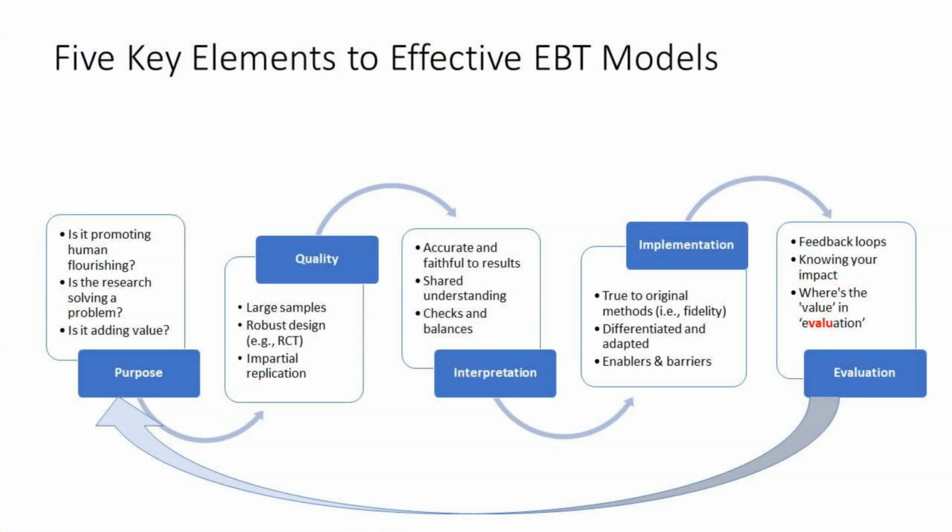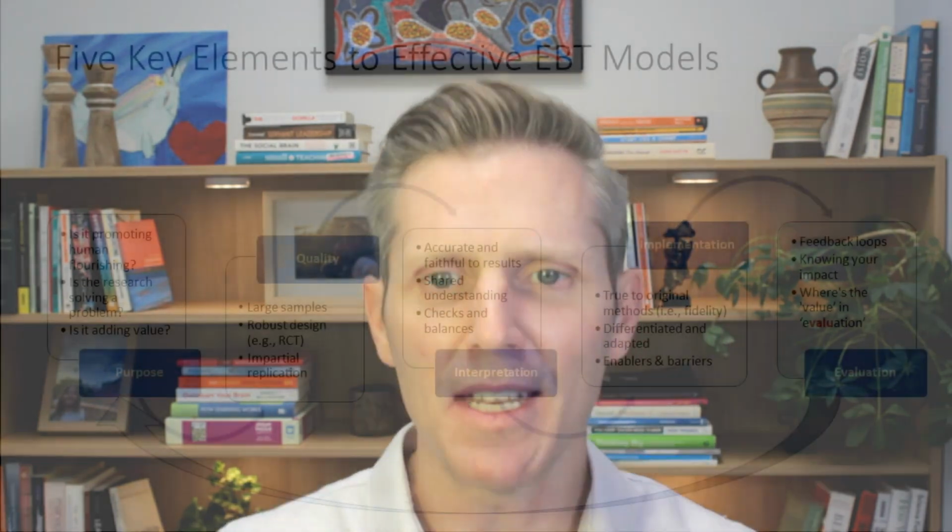Now, the fourth dimension here is this idea of implementation. So you could understand the research, it could be high quality research, and it could be very purposeful, but unless you implement it faithfully with high fidelity, it could all fall flat. So let's look at those characteristics. One of the things we've got to do to ensure a higher probability of success is to implement according to the methodology or the methods that we used to produce those results in the first place. The second point is differentiated and adapted implementation so that you can meet the unique needs of your learners and your learning environment. And the third thing there is just to mention the enablers and barriers.